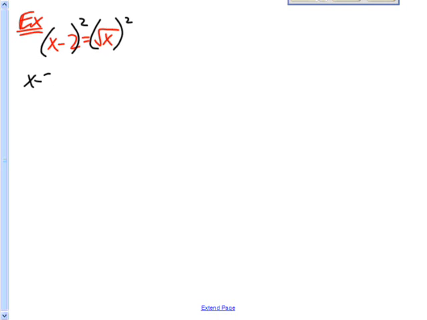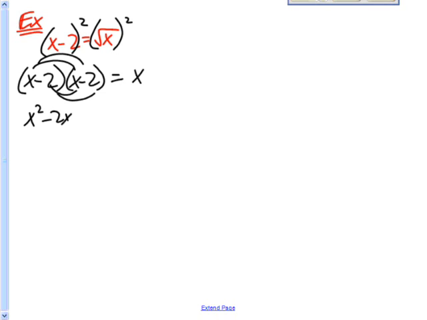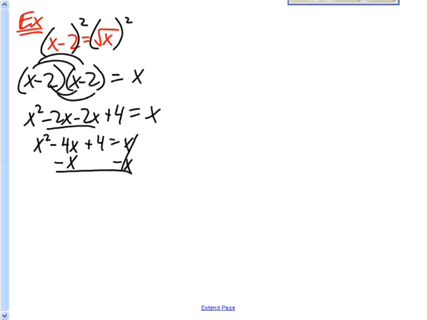So I have x minus 2 quantity squared. So there's 2 of those. And then square root of x quantity squared is just x, right? So now it looks like I'm going to be solving a quadratic, right? So x squared minus 4x plus 4 equals x. Well, to solve a quadratic, I have to get one side equal to 0, after I combine like terms anyways. So get one side equal to 0 because I'm solving a quadratic now. x squared minus 5x plus 4 equals 0.